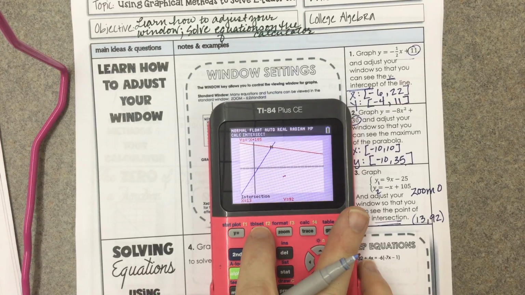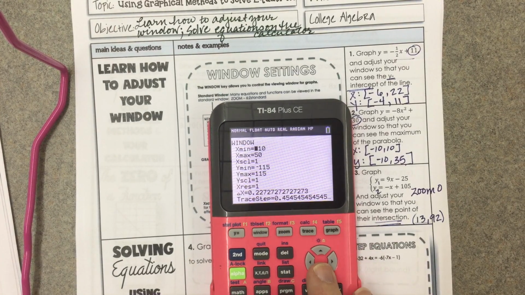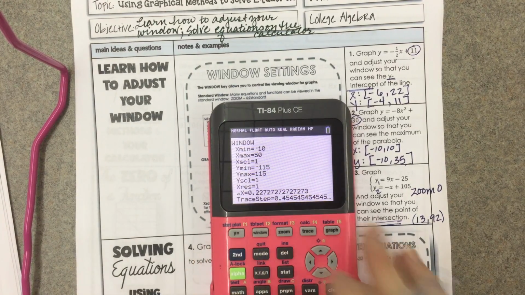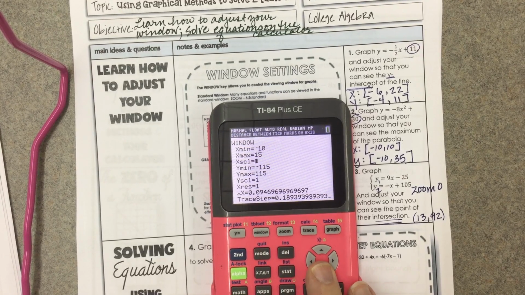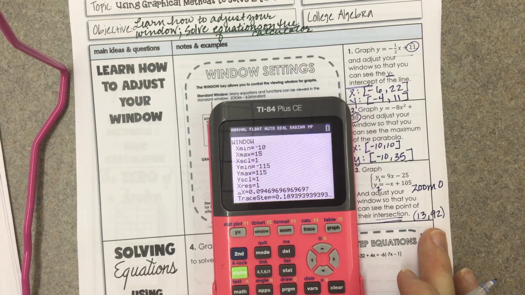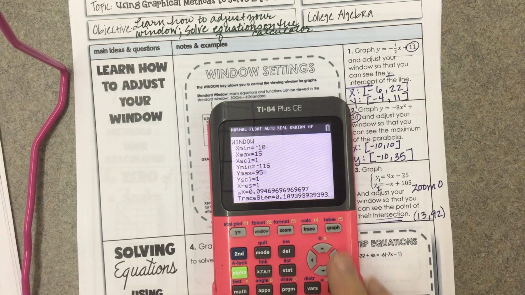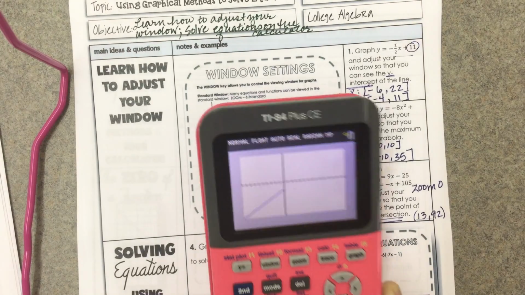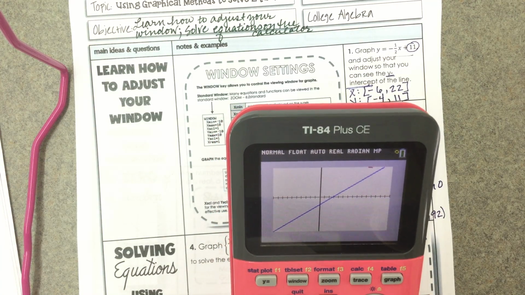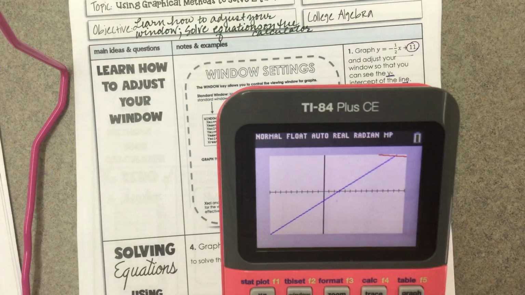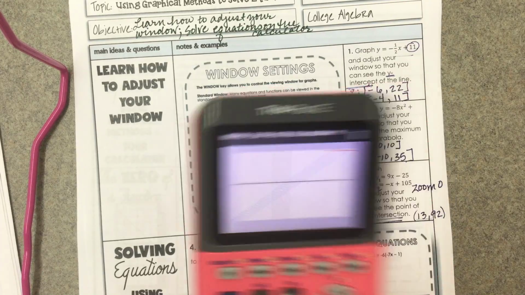So I could have adjusted my window so that my x max is just beyond 13. Let's make it be 15. And that my y max is just beyond 92. Let's make it be 95 and see what happens. Okay? You can just barely see it, but you can see the intersection.